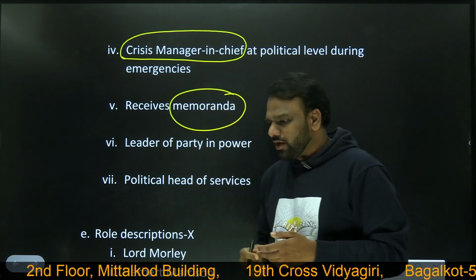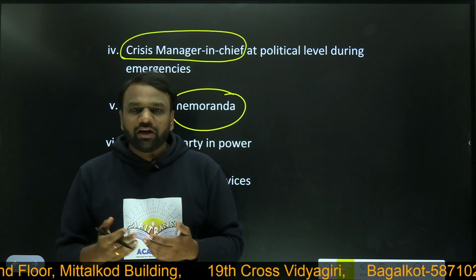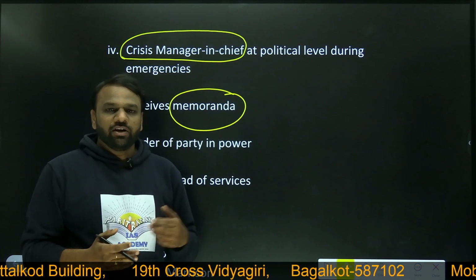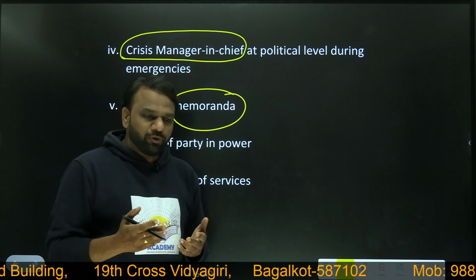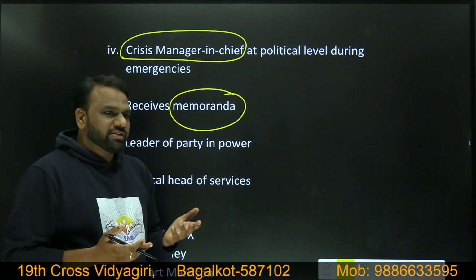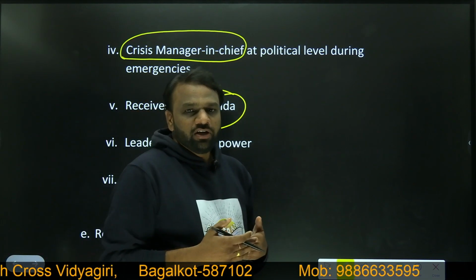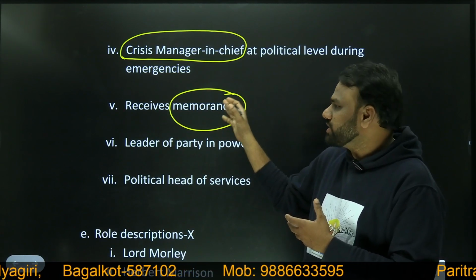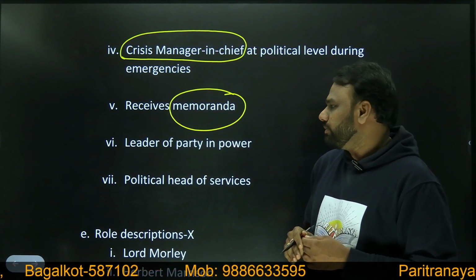Next, the Prime Minister receives memoranda. So what are memoranda? Generally we submit some kind of request to the government that we do not have a proper bus facility in our place. We do not have transportation facilities. We do not have healthcare facilities and all. And we submit a request saying that we require such facilities. All such things we call memoranda. So the Prime Minister will also receive such memoranda from the people.